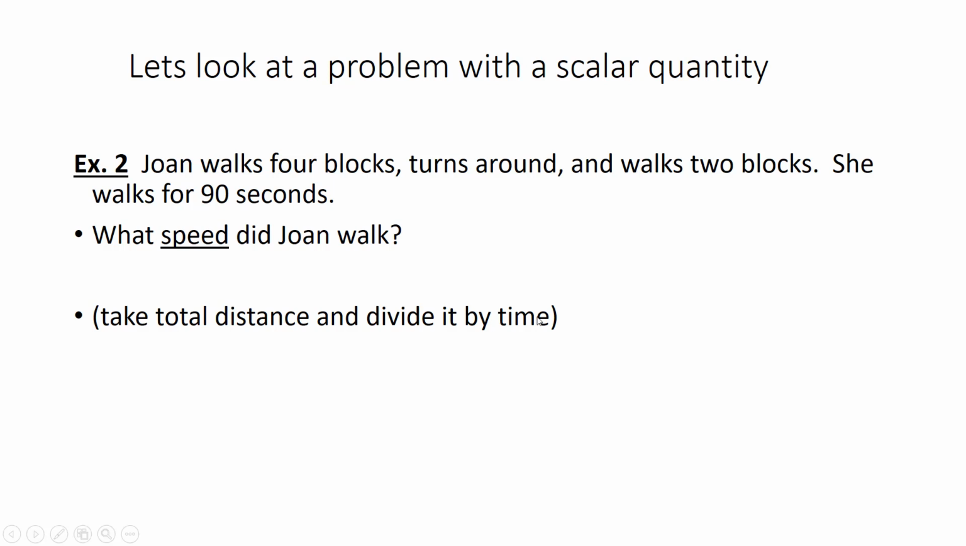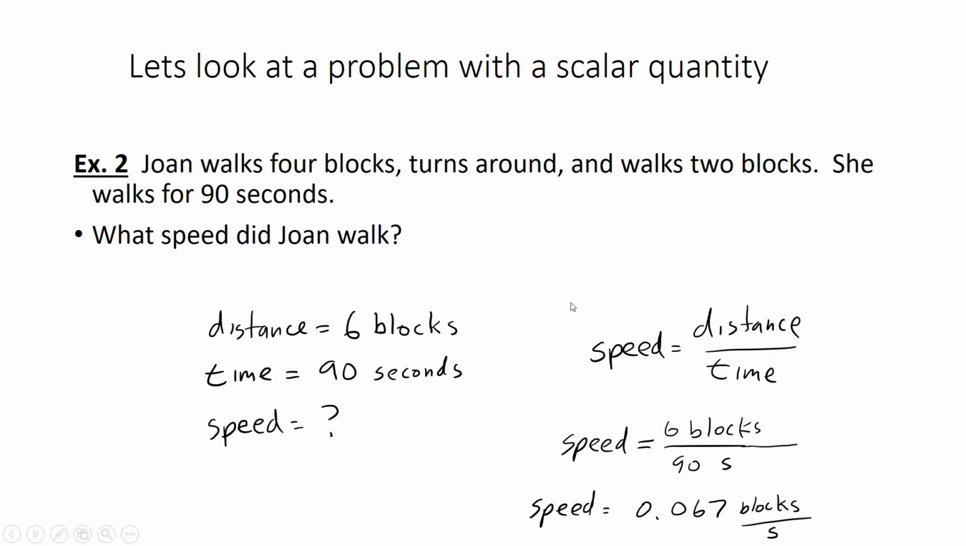But the displacement is, or in this case, the distance is going to be those 6 blocks right here, and it took 90 seconds to go. So you take that, here you go, speed is the distance divided by time, and always write out your equation whenever you can. Write out your variables, your givens whenever you can. So we plug it in, 6 blocks over 90 seconds, and here you have 0.067 blocks per second.